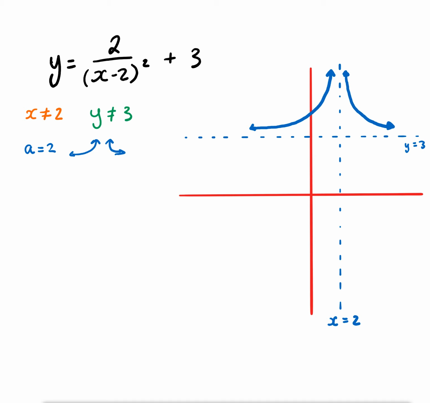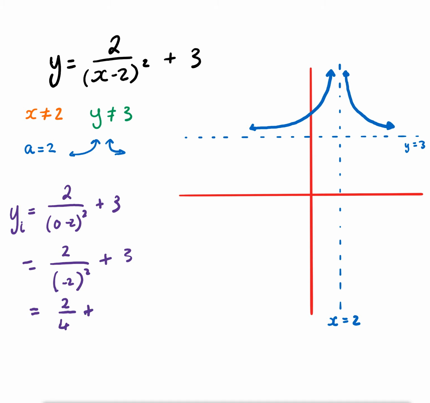So I can see that there's still a y-intercept to find. Well, in order to find that, we'll let x equal 0. So I've got 2 over (negative 2) squared plus 3. Well, negative 2 squared is just 4. So 2 over 4 plus 3, well, that's a half plus 3. That is 3.5. So I can put that in here as (0, 3.5). So sorry, that's 7 over 2.